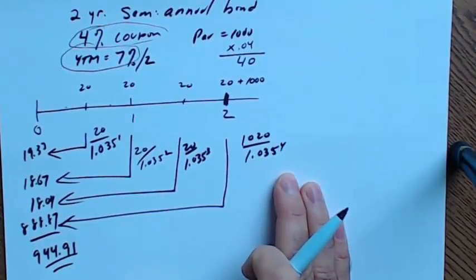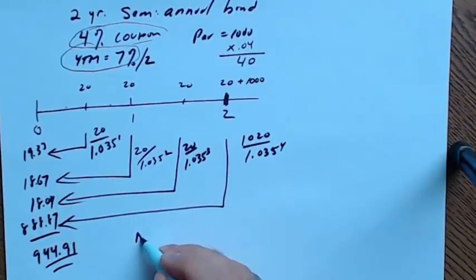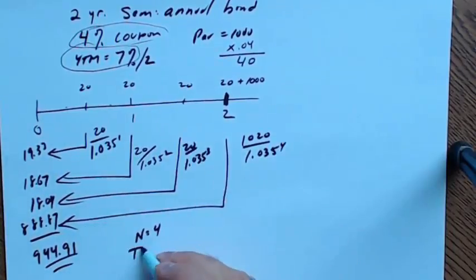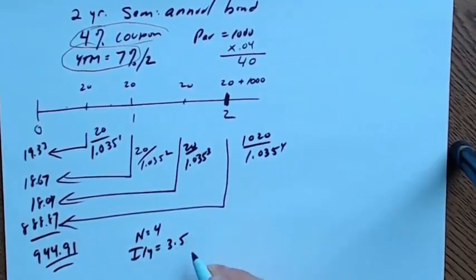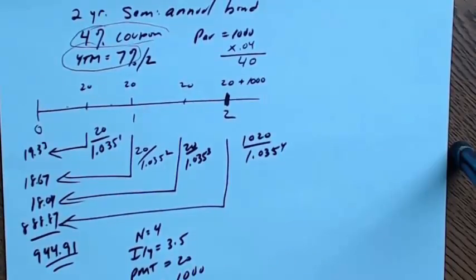Now, what I want to do is show you with the calculator. With the calculator, it's N equals 4 semi-annual periods, 1, 2, 3, 4. It's I/Y 3.5%. Payment is 20. Future value is 1,000, and we're going to compute the present value, 944.90. So I'm off by a penny due to rounding.